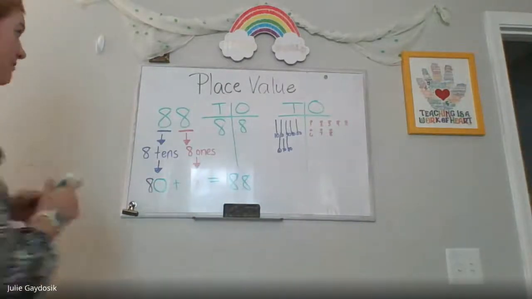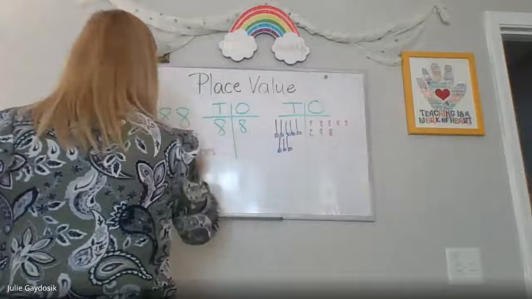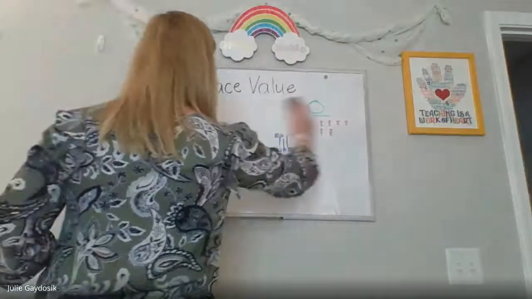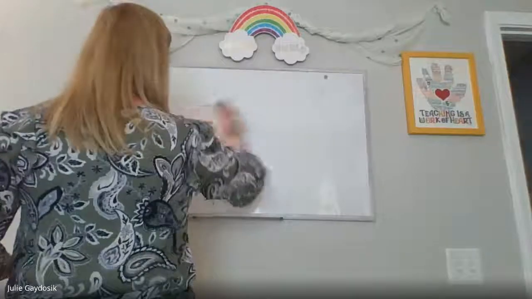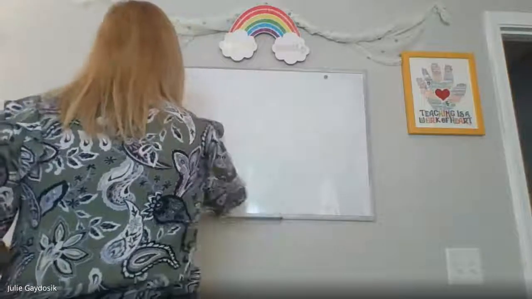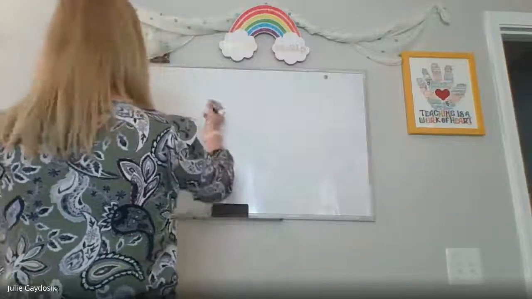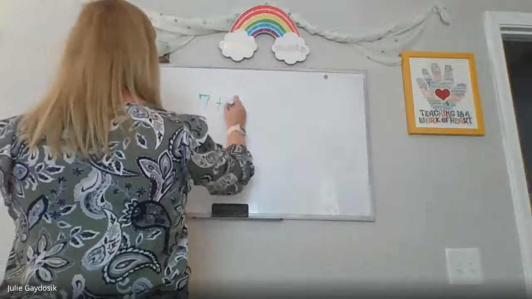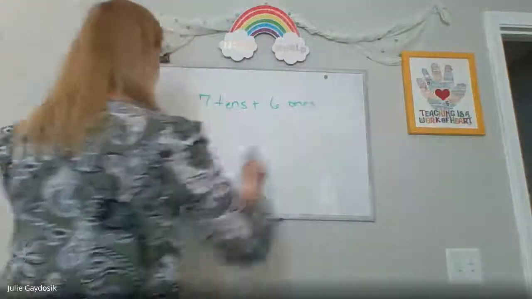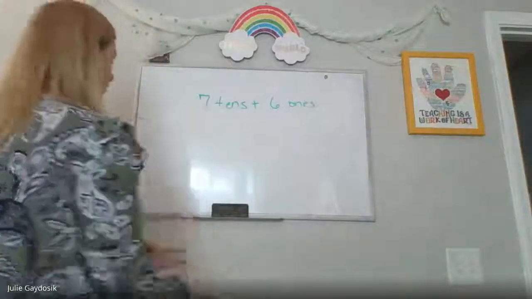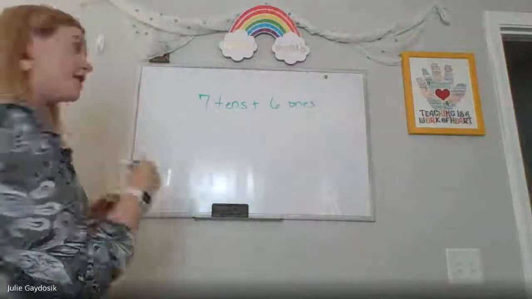Just a little quick mini lesson on place value. We're going to talk about more place value next week. We're going to be talking about greater than, less than. We're going to be talking about when we write down something like 7 tens plus 6 ones, what number is that? So we're going to kind of work backwards with the value.